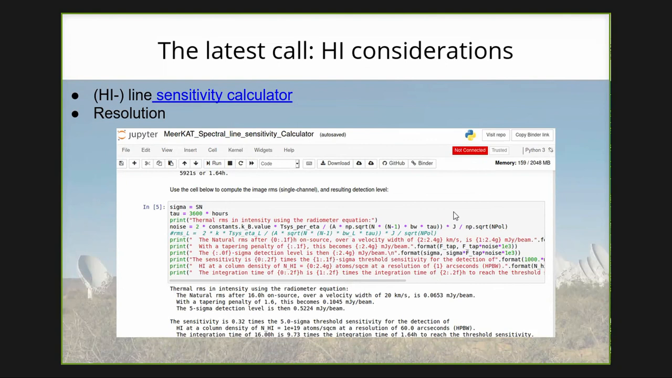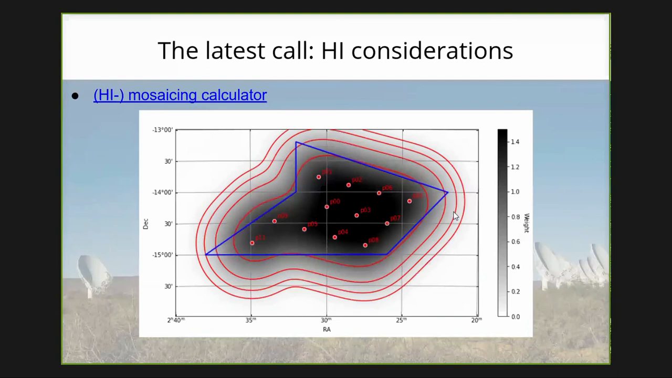For neutral hydrogen, or HI, another sensitivity calculator was available, where you could combine resolution aspects and sensitivity or observing time to determine whether you can actually reach your science goals with the telescope time that you're proposing to invest. Finally, there was a mosaicing calculator where you can determine the sensitivity even over a field in a mosaicked experiment.